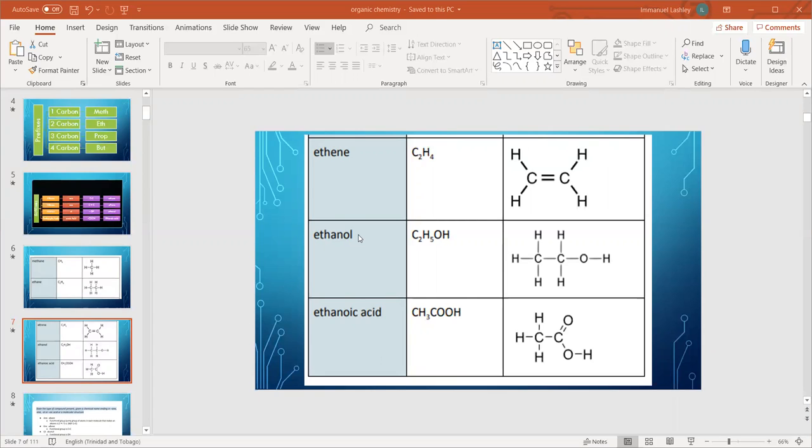All right, so I'm saying that with ethene, we have 2 carbons present, and there's a double bond present in between those 2 carbons. A double bond is present right here in between those 2 carbons.